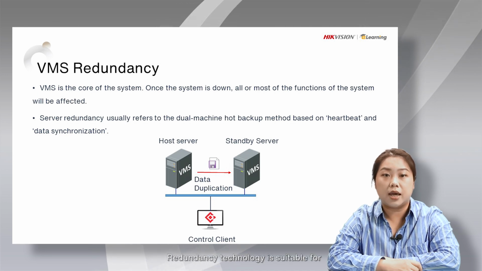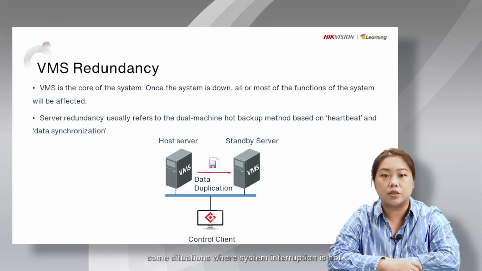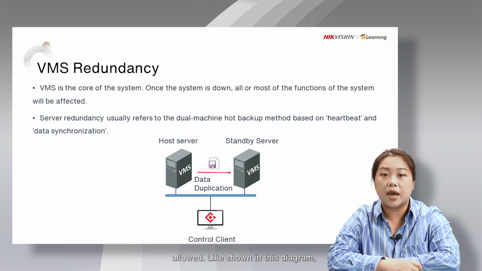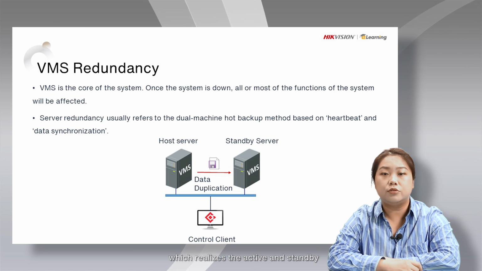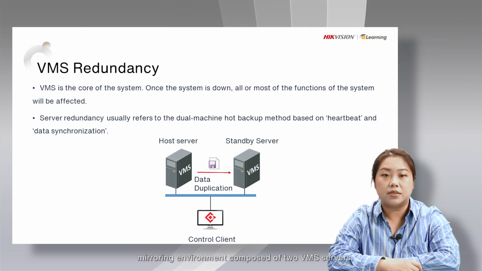Redundancy technology is suitable for some situations where system interruption is not allowed. Like shown in this diagram, server redundancy usually refers to the dual machine hot backup method based on heartbeat and data synchronization, which realizes the active and standby mirroring environment composed of two VMS servers.